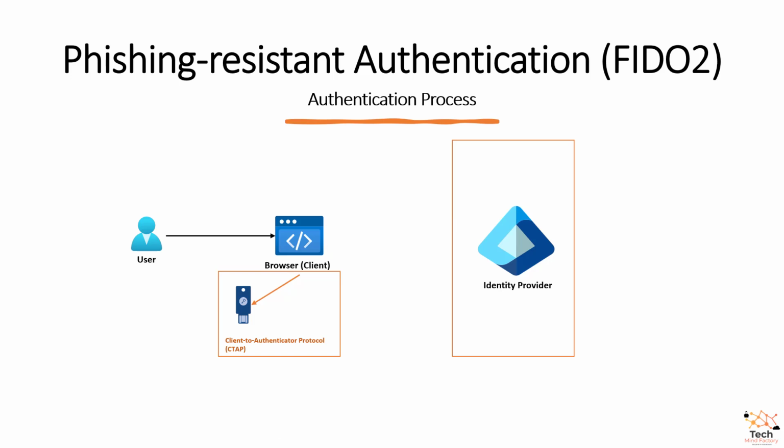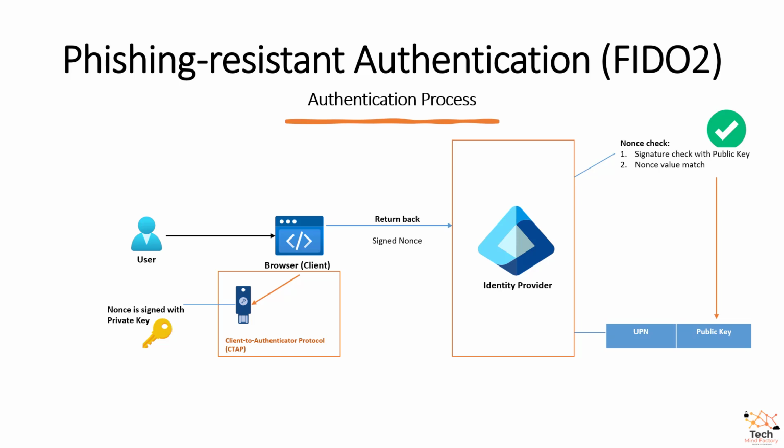So what will happen then, the nonce is signed with the private key once again. So again, we are using the private key that is purely stored on the device, nowhere else. And once the nonce is signed, we return this signed nonce to the identity provider. What is happening on the identity provider side? The signature check is done with the public key, and the nonce value is verified. And if everything is okay with this nonce, and the nonce value is signed with the public key of this specific user, we are successfully authenticated.